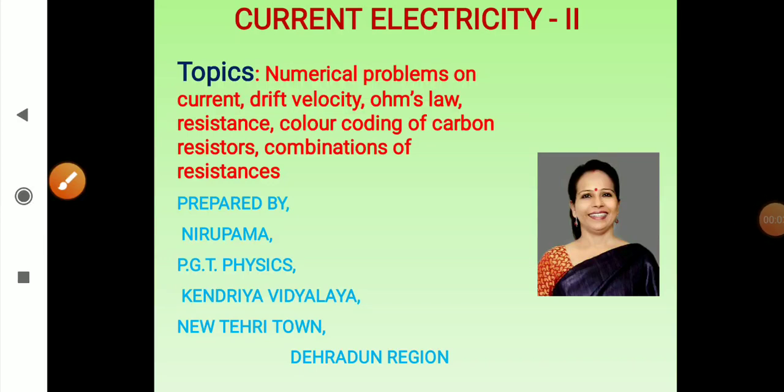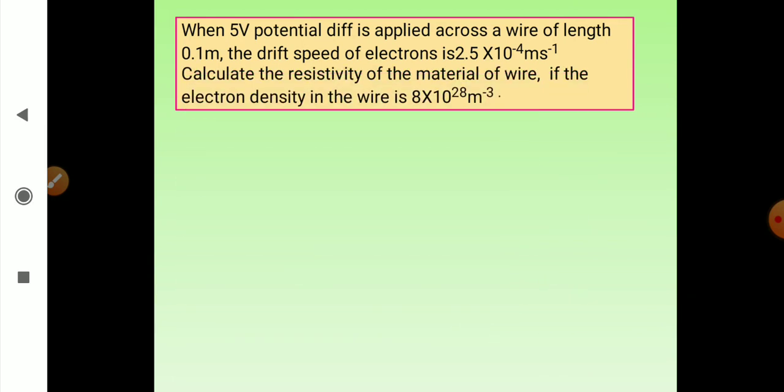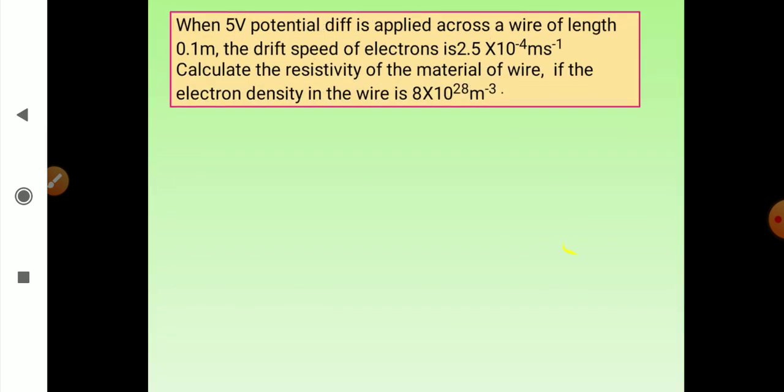Dear students, in this video on current electricity, we will discuss numerical problems based on drift velocity, Ohm's law and combination of resistances. So let us begin with the first problem. This problem is based on drift velocity. So let's see.